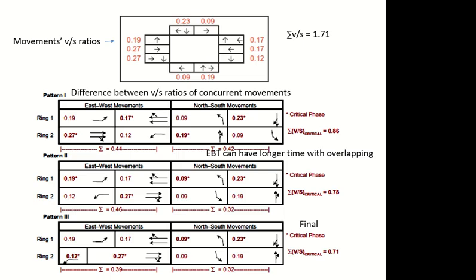But these 3 steps basically tell you the basics of how we develop the phasing plan. We try different sequences, we see if we can do some overlapping, and then our target is what? The lowest V by S ratio. So this is what we have. The final value of the V by S ratio is 0.71 in the end.